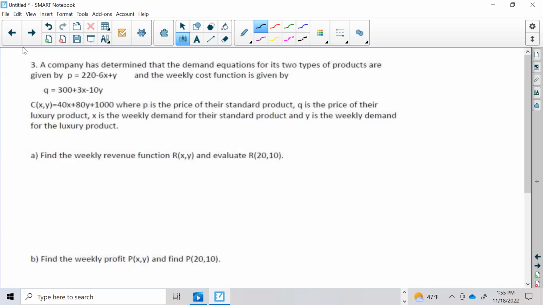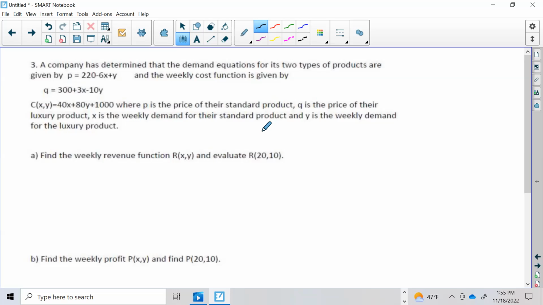So we're going to look at an example from the packet. A company has determined that the demand equation for 2 types of products are given by these P and Q equations, and the weekly cost function is given by this cost function. Now P is that demand equation, which is the price of their standard product, and Q is the price of their luxury product. So instead of saying good 1 and good 2, they're talking about standard and luxury products.